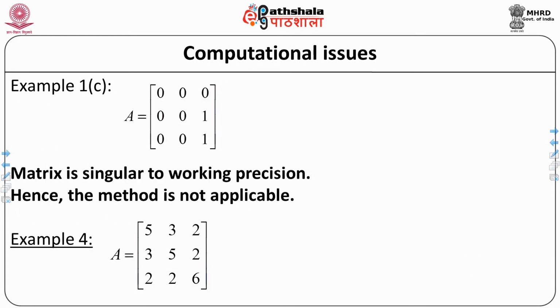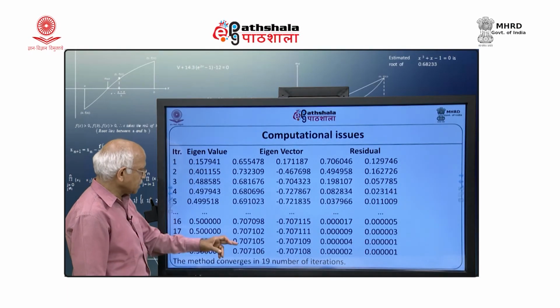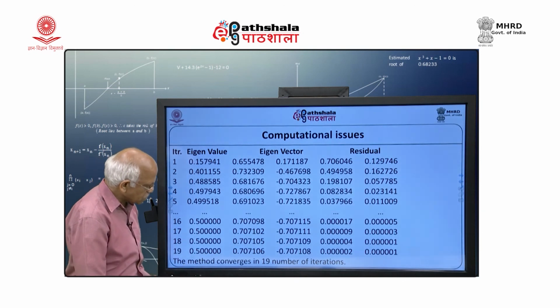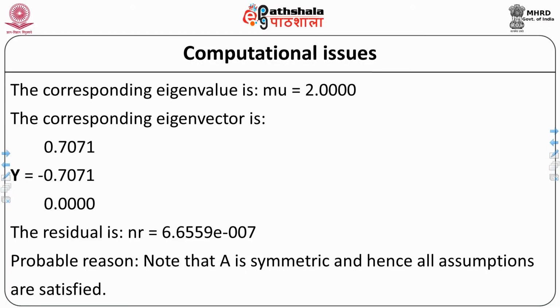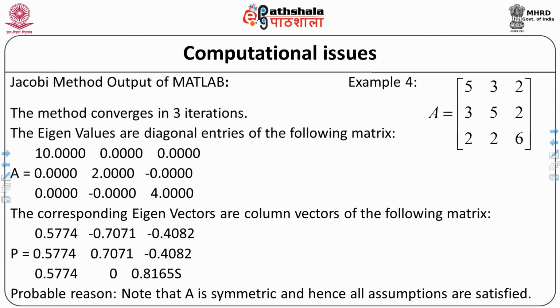Similarly, example 1c is clearly a singular matrix, and therefore the method is not applicable. We get the answer in 19 iterations, and the method converges in 19 iterations, and the corresponding eigenvalue is mu equal to 2. The corresponding eigenvector is given by this. Similarly we have the Jacobi method, which works for symmetric matrices only, and therefore we are going to consider only one matrix, which is symmetric.